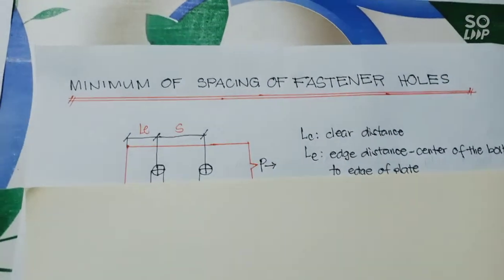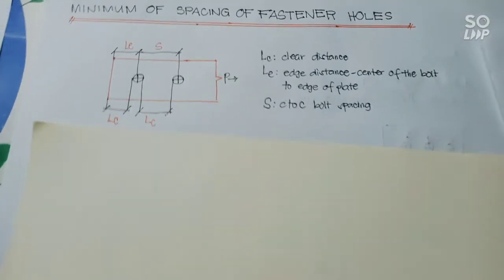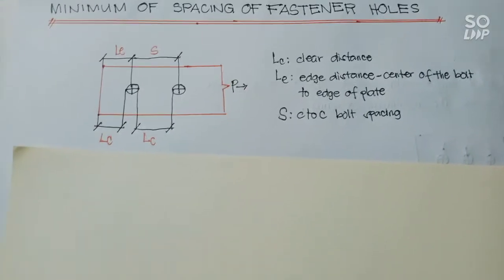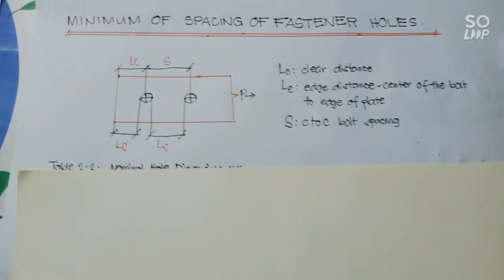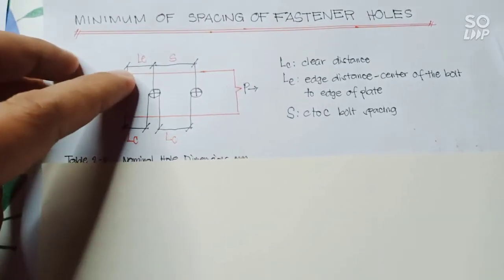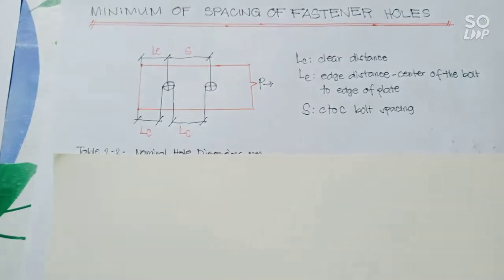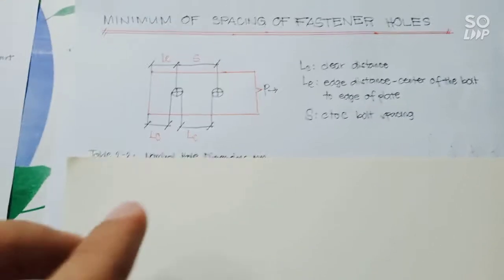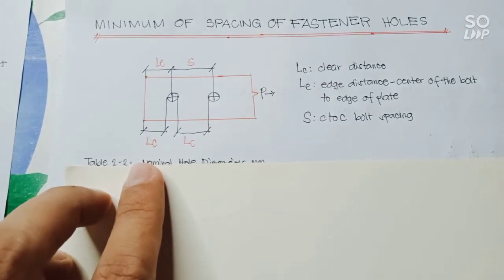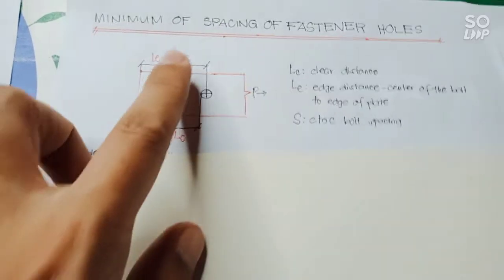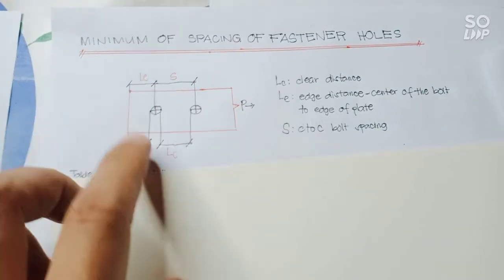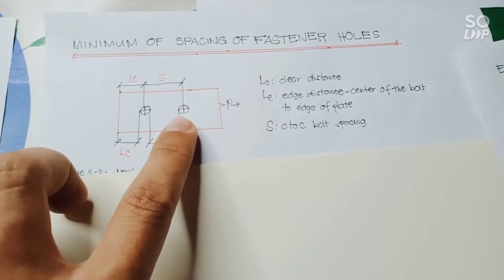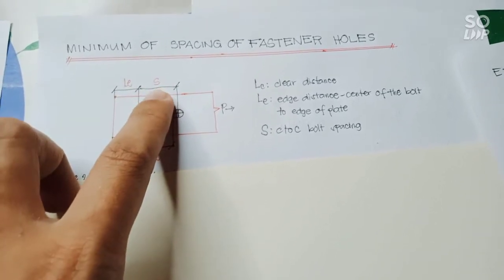Before anything else, we need to understand the spaces. LE represents the edge distance, from the center of the bolt to the edge of the plate, while LC is the clear distance, and S is the center-to-center bolt spacing. And this is the one we are going to find out.